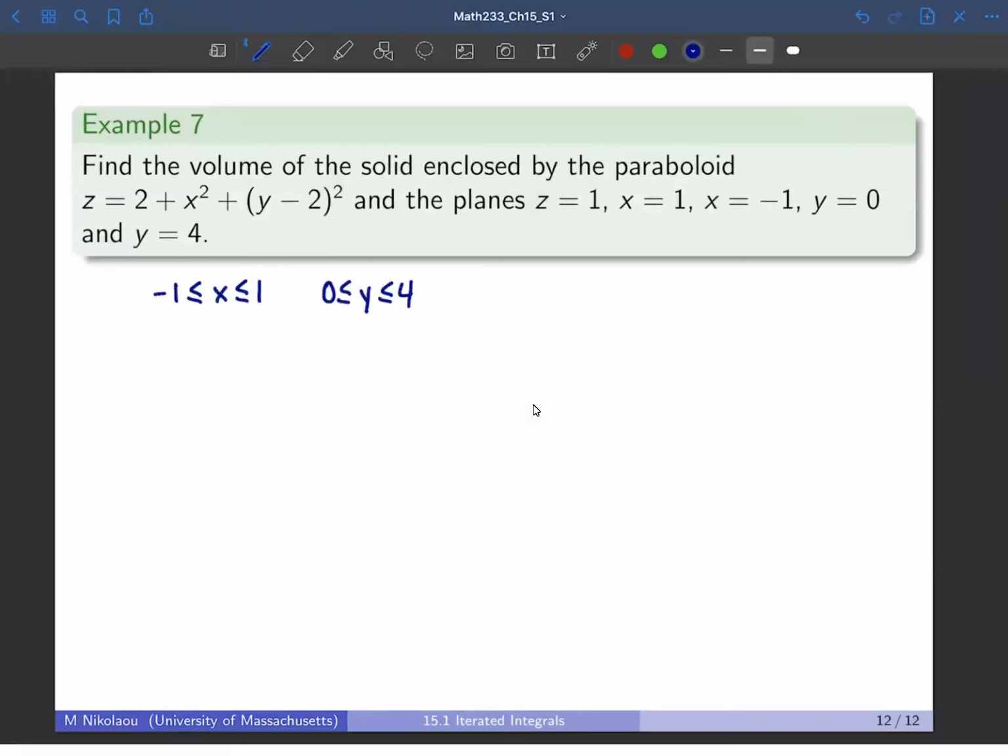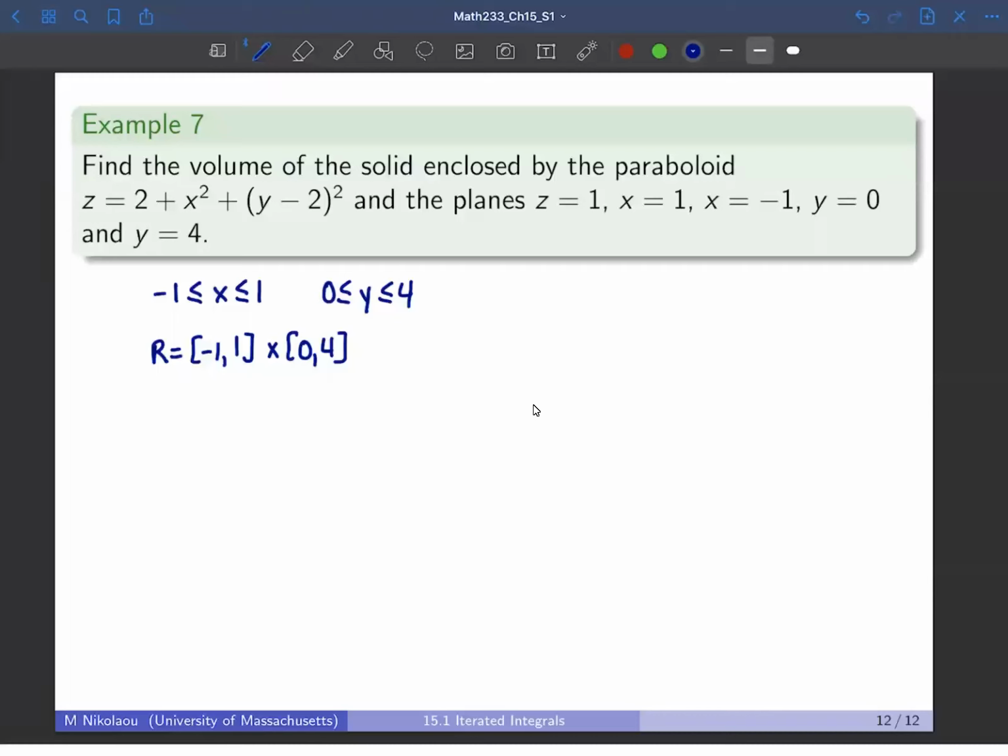Therefore, the volume of the solid is the difference in volumes between the solid that lies under the paraboloid and over the rectangle R, that is equal to [-1, 1] cross [0, 4], and the solid that lies under the plane z equals 1 and over the same rectangle R.